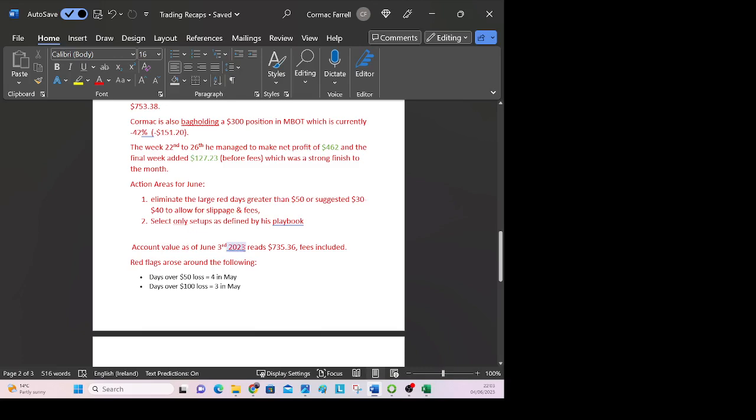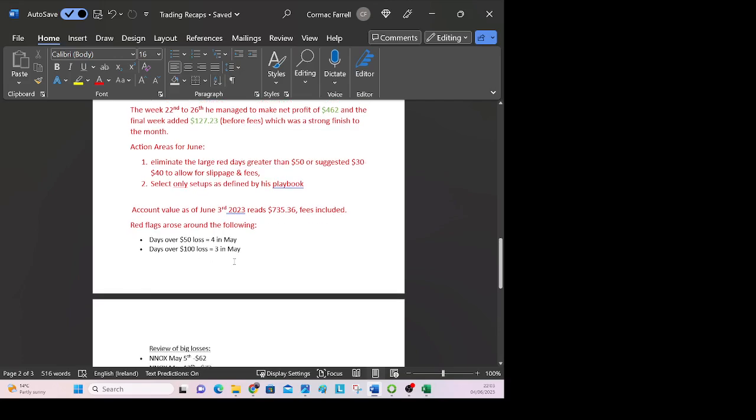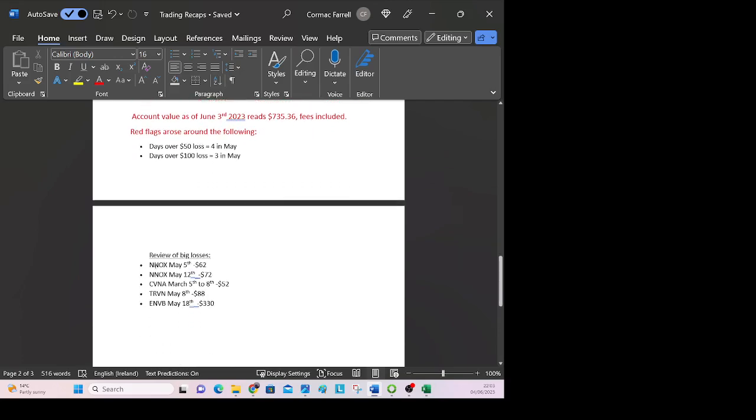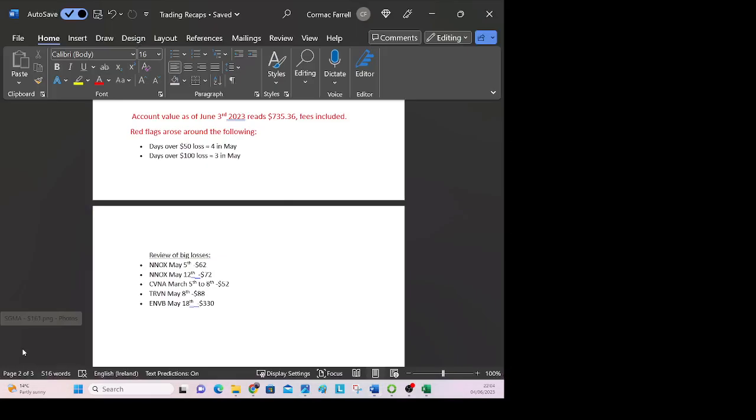Account value as of June 23rd reads 735, fees included. So that's where I'm at with all the fees. Red flags rose around the following: days over $50 loss, 4 in May, as discussed previously, and then it's the review of the big losses. And let's go into some losses, some trades. We'll just go through some winners and losers.